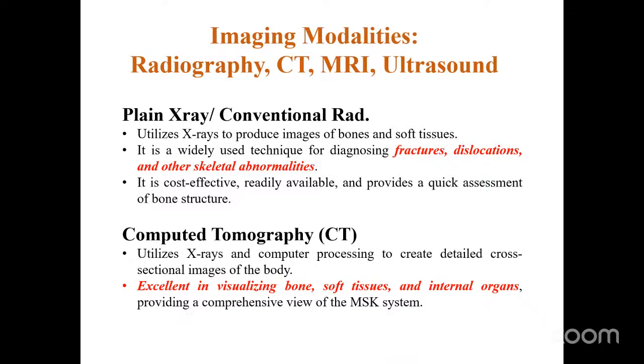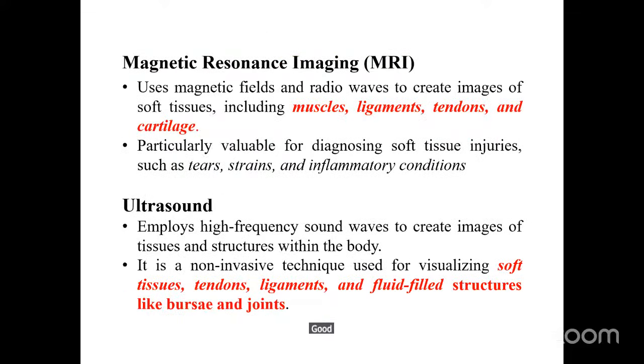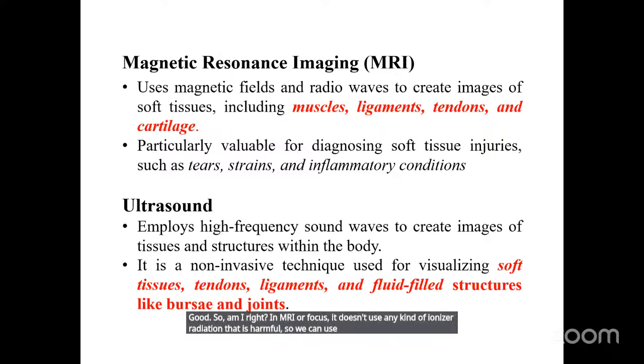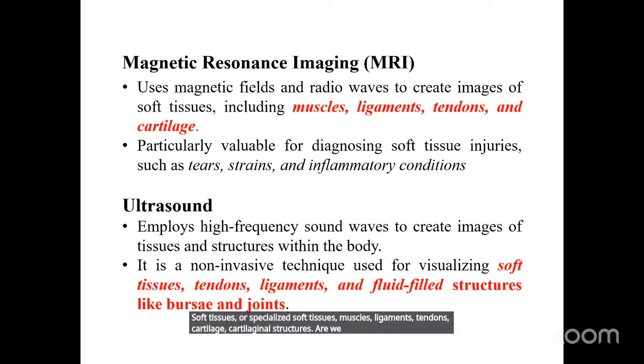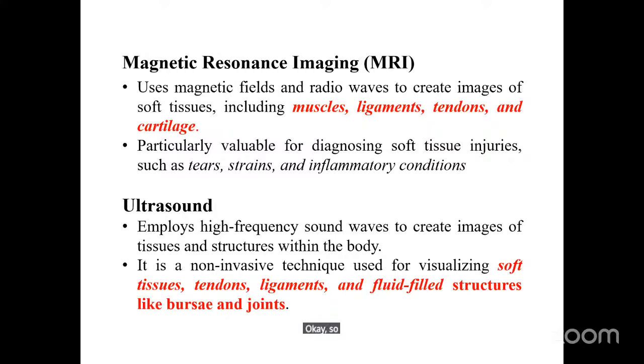Complicated fractures. Okay? Good. So MRI. MRI does not use any kind of harmful ionizing radiation, so we can use it as much as we could. All right? And it's good for assessing specialized soft tissues: muscles, ligaments, tendons, cartilaginous structures. Are we together? Okay, yes, so this is where MRI comes into play.